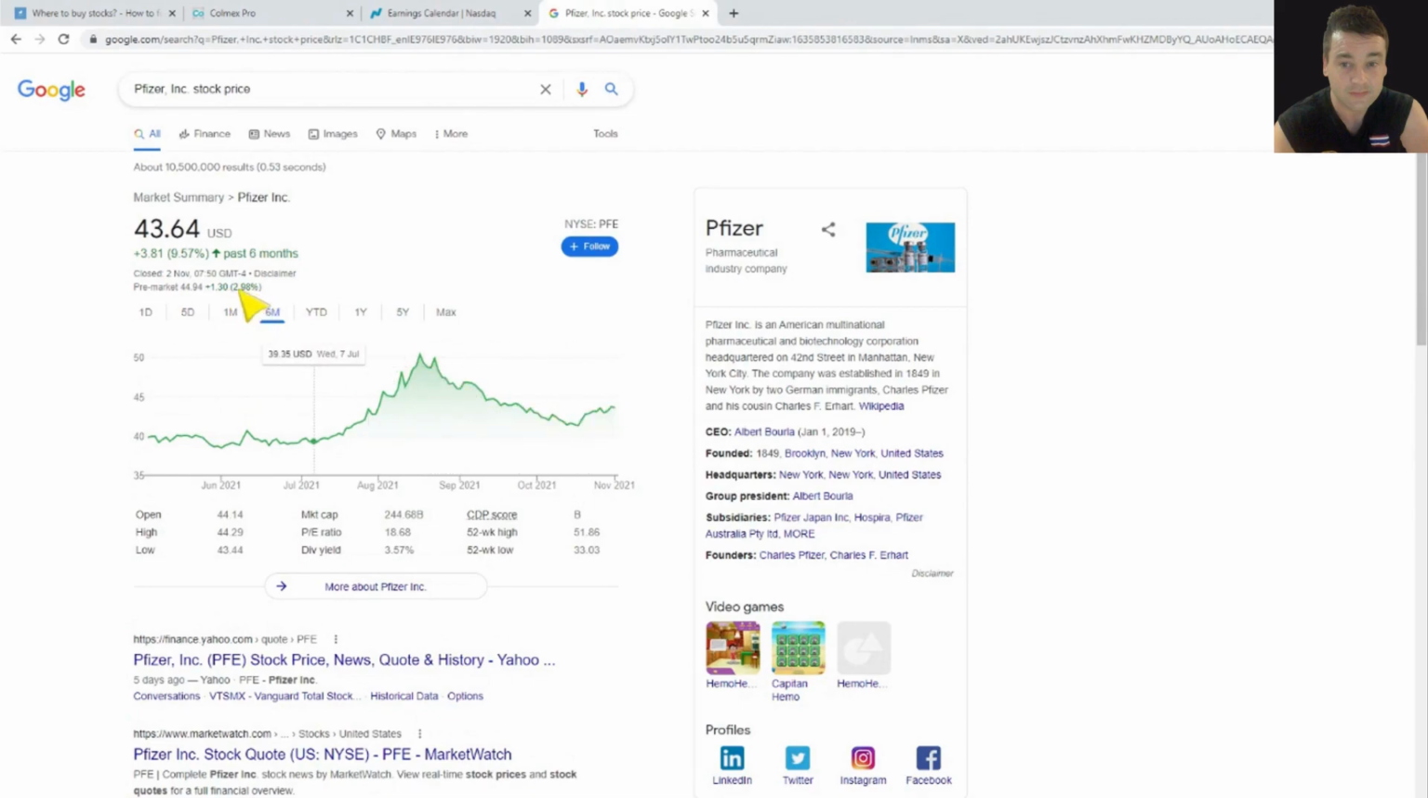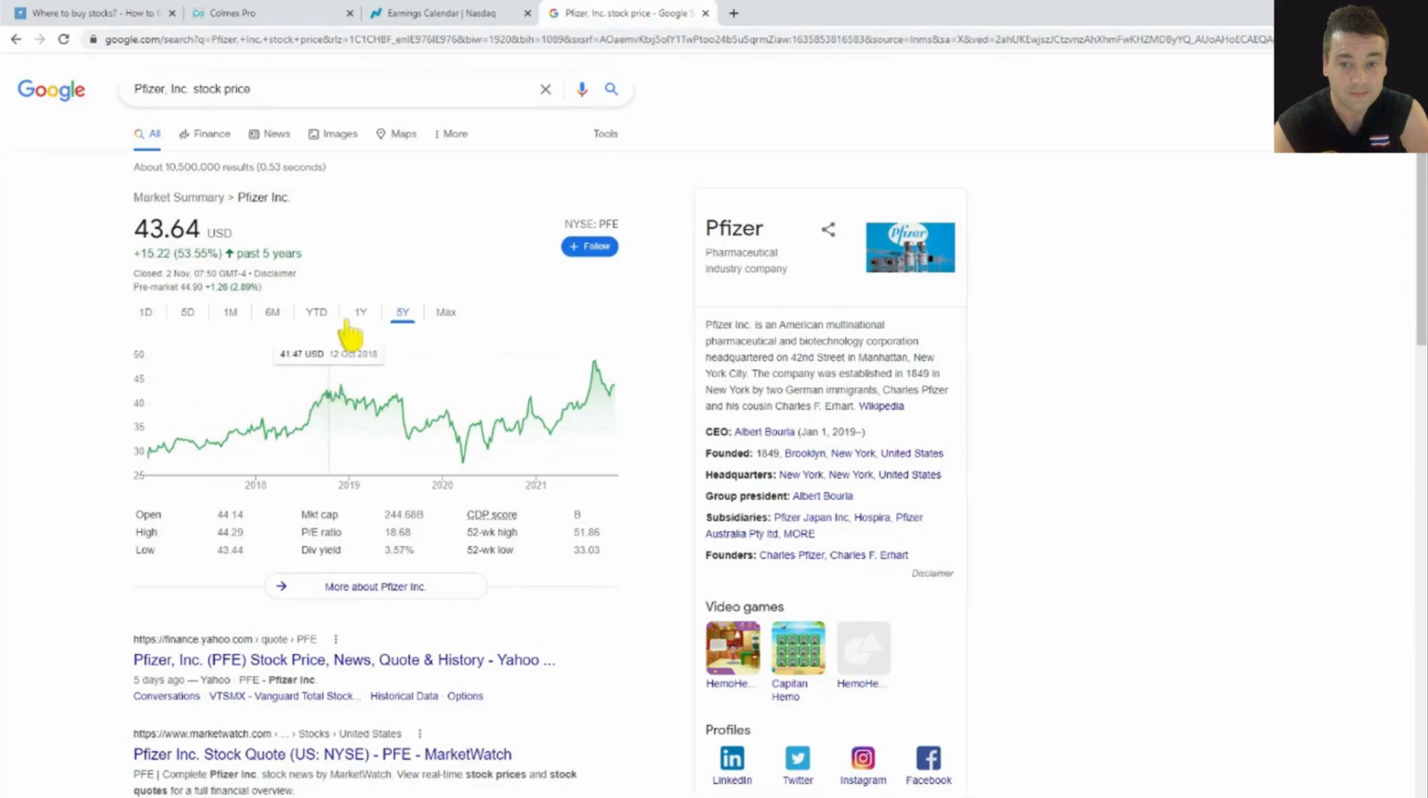Okay, so it's in the green there, so that's a good sign that it's going to rise up when the market opens, or either rise up and fall again. But also, you're looking over the 6 months, or even the 5 years, and you want to see a stock that's growing, growing, growing for the buy position.